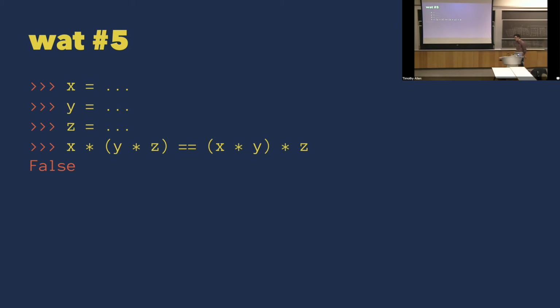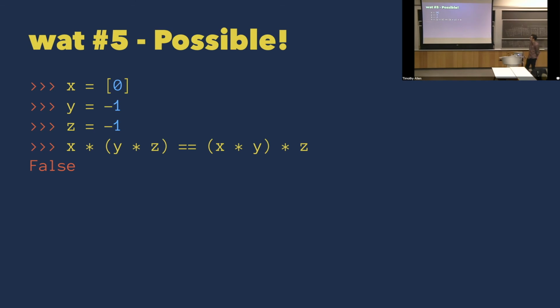The actual answer that I was looking for though was this. It's possible. If we make x a list and y and z -1, an interesting thing happens. On the left-hand side, x times the value of y and z is the same thing as 0 times -1 times -1. -1 times -1 is, of course, 1, and anything times 1 is itself. So we get 0 times 1, and that's the same thing as 0.